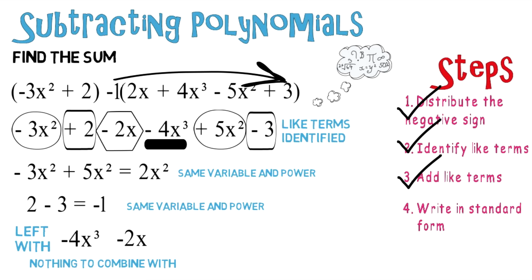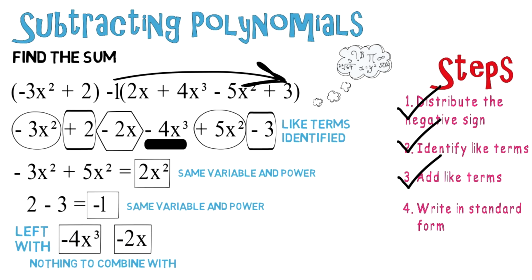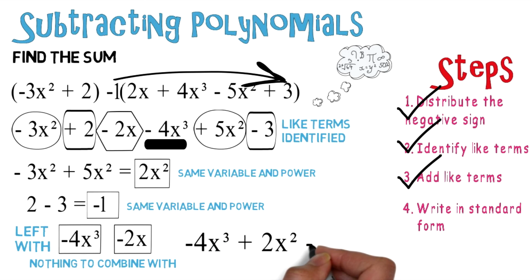So let's identify what we have left, which is negative 4x to the third power plus 2x squared minus 2x and minus 1. And in writing this in standard form, we're going to write it from the highest degree. So you have negative 4x to the third power plus 2x squared minus 2x minus 1. So let's check off that step.